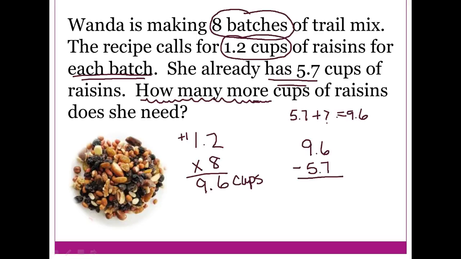We cannot subtract 6 minus 7, so we'll have to borrow. So we'll take 1 away from the 9 and make that an 8, and add 10 onto the 6 and make it 16. 16 minus 7 is 9. 8 minus 5 is 3. And that tells us that Wanda needs 3.9 cups of raisins to make her yummy trail mix.